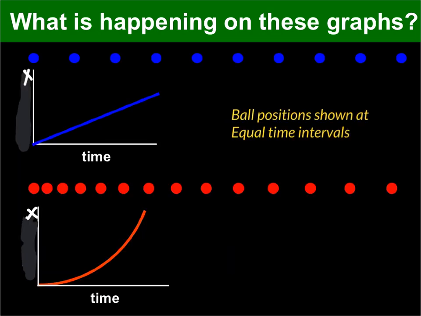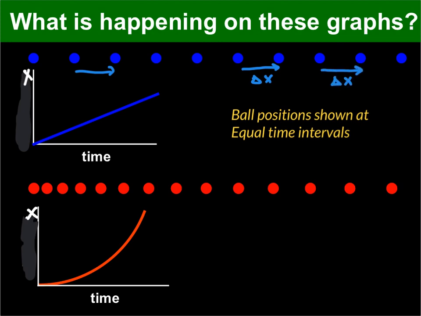Here we see ball position shown at equal time intervals. If we notice for this blue one here, every single time interval, it covers an equal amount of distance in an equal amount of time, therefore the ball is equally spaced.